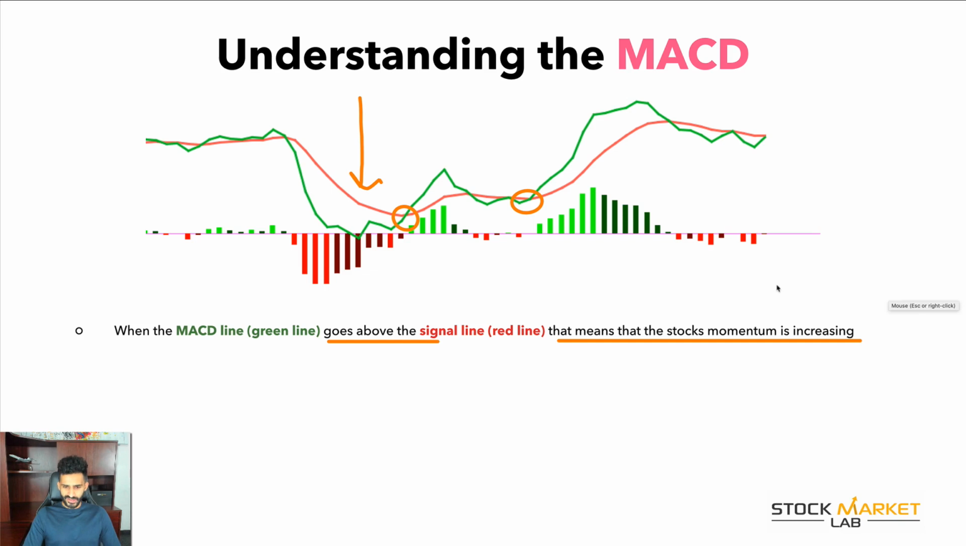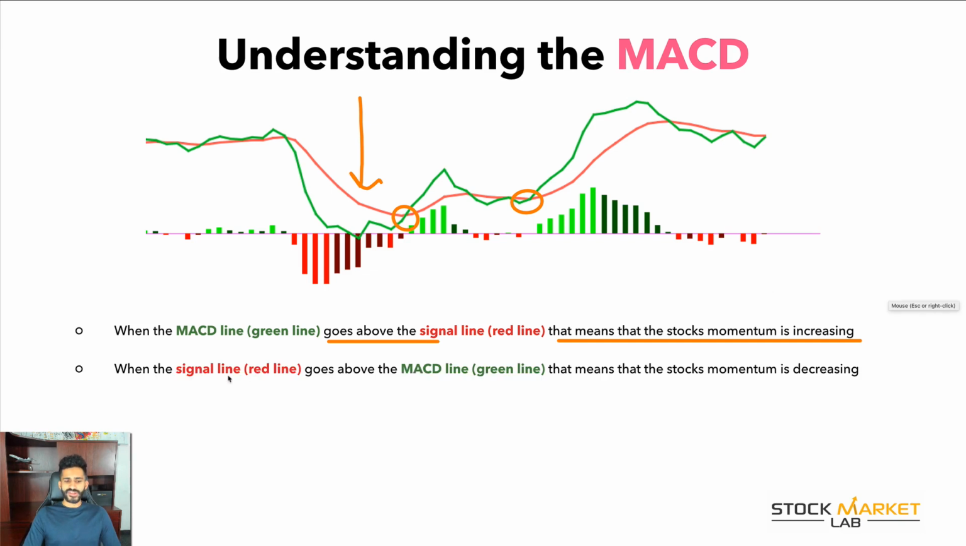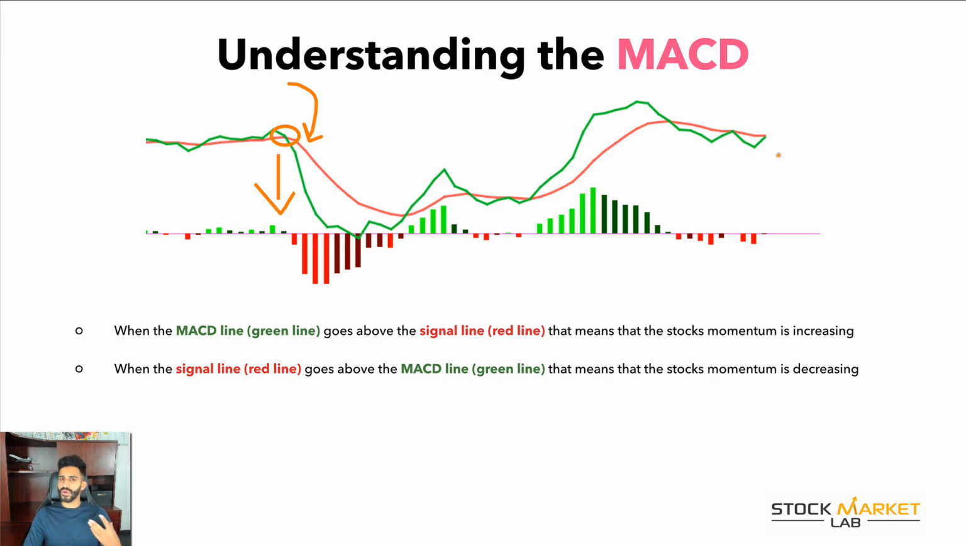That's what that means. Number two, when the signal line, the red line right here, goes above the MACD line, as you can see in this situation, that means the stock's momentum is now decreasing. And obviously, if the momentum is decreasing, there is somewhat of a possibility, once again I use the word possibility, that the stock may go down, right?